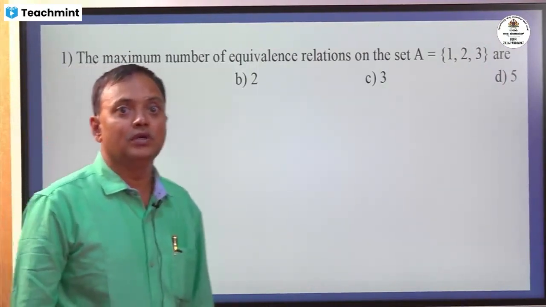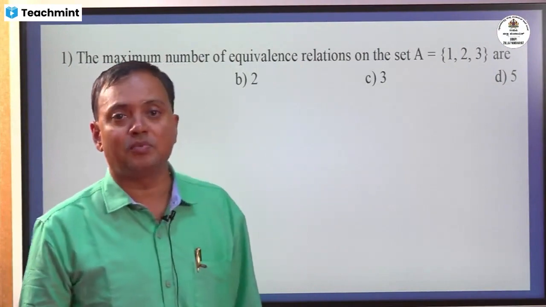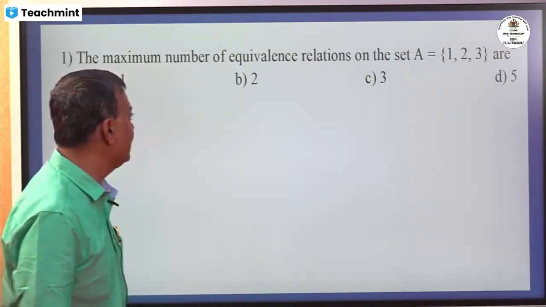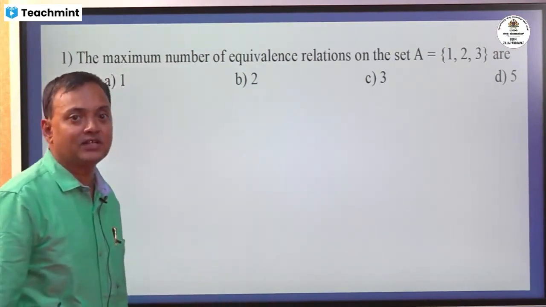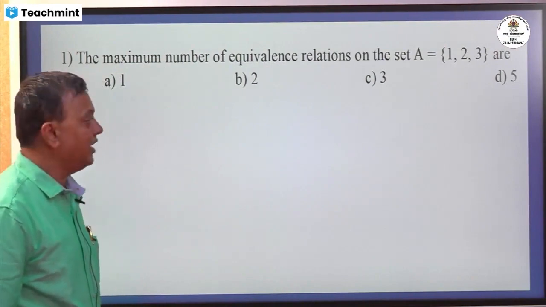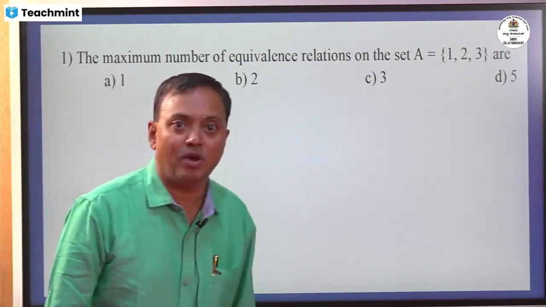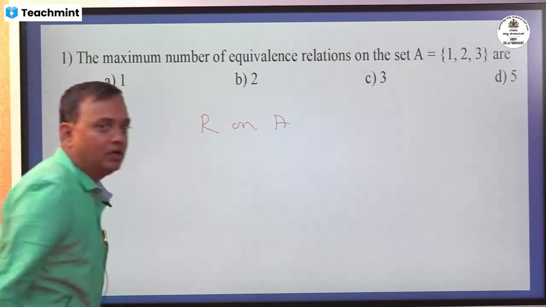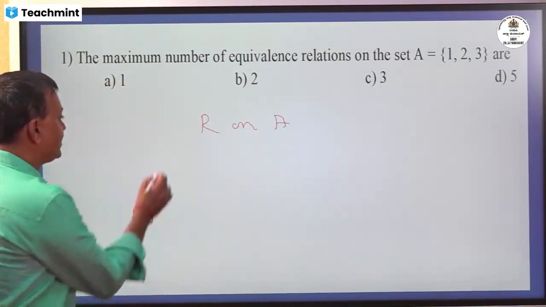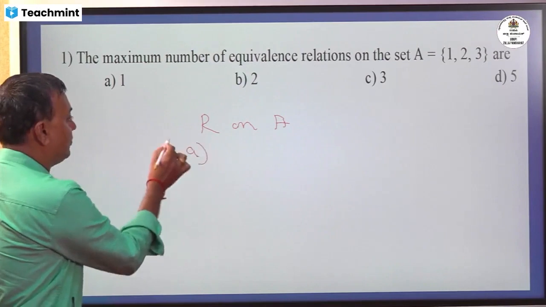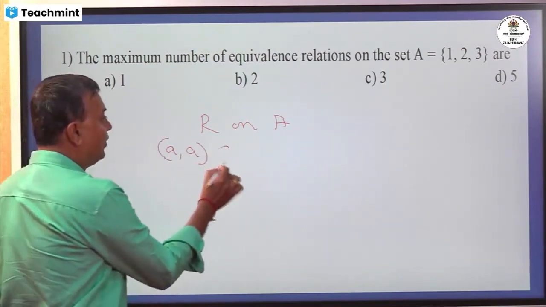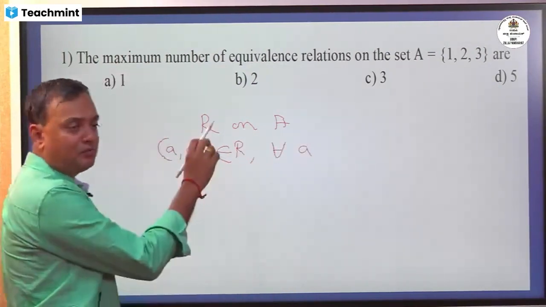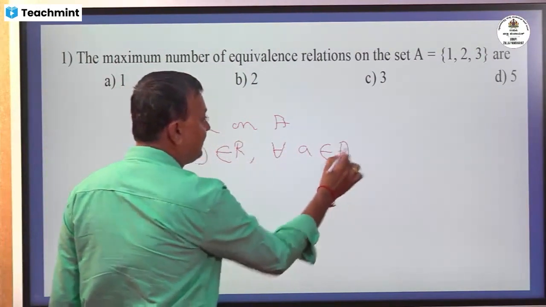We know we learn types of relations: reflexive, symmetric, transitive. Correct? What is meant by reflexive relations? Here we discuss a relation on a set A. Relation on a set means relation from A to A. When is it reflexive? Every ordered pair (a, a) belongs to R, for every element a belongs to set A, not only a single element.